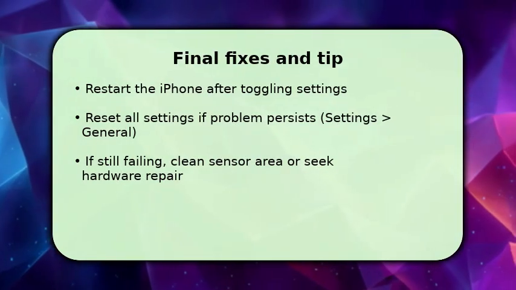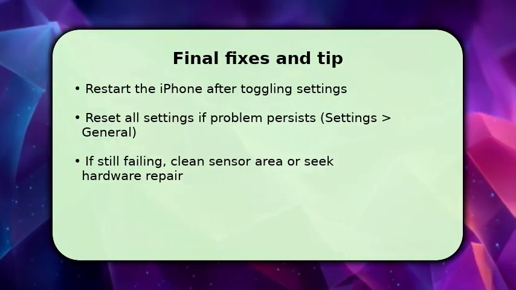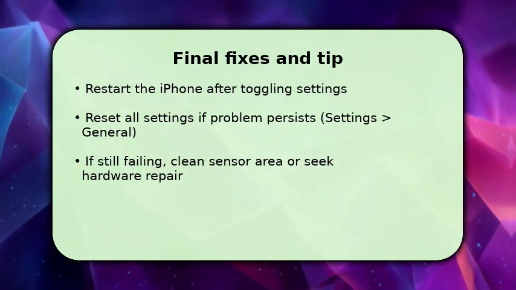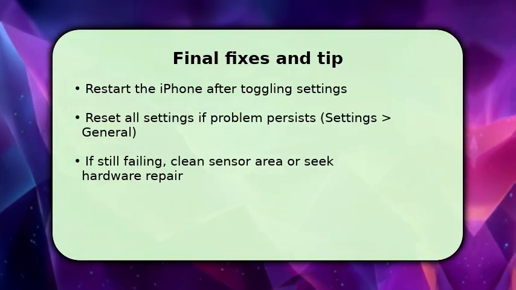Finish by solidifying changes and knowing what to try if brightness still misbehaves. Restart the phone so system modules reload with the new auto brightness state. Make sure to check it again across lighting scenarios.